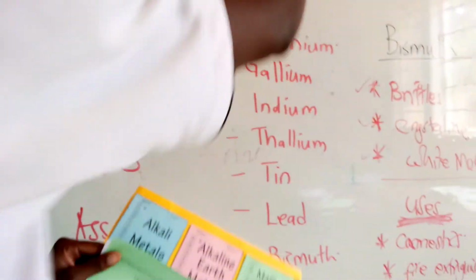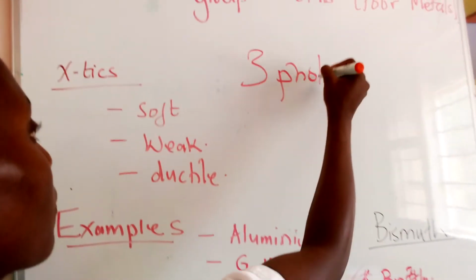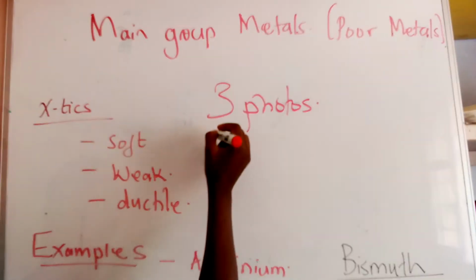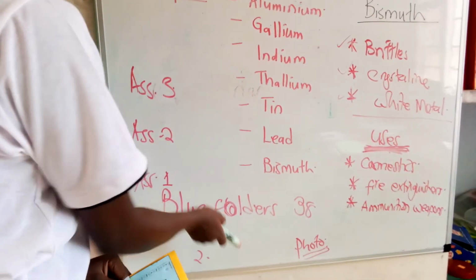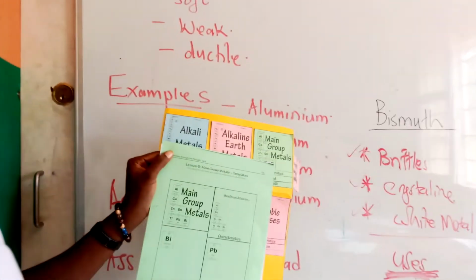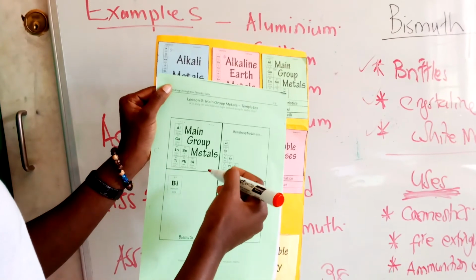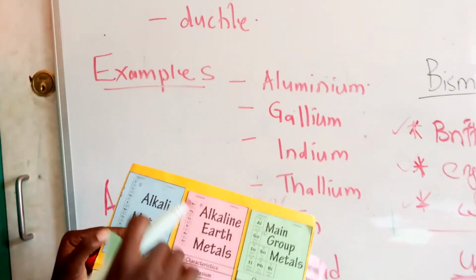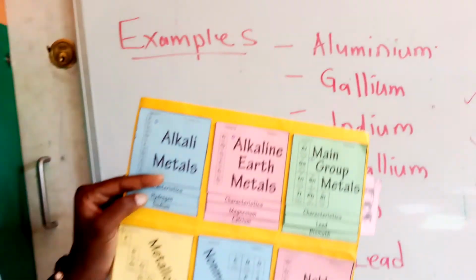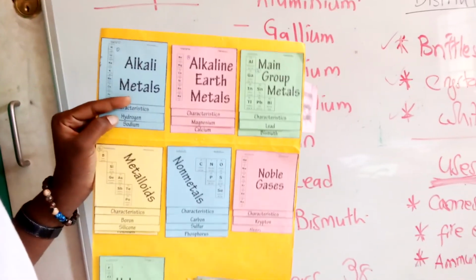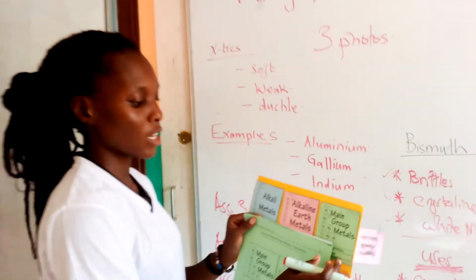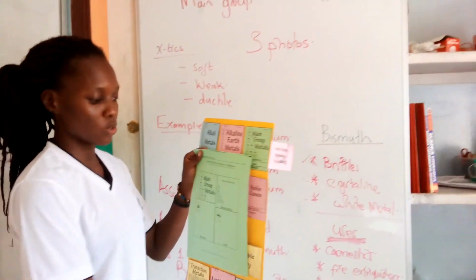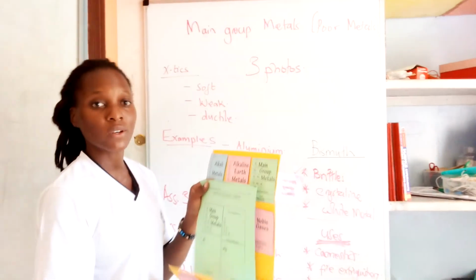So I expect to have 3 photos on Class Dojo for the work done. First, the exercise in the blue folders, number 1 and number 2. Second, the filled-in green sheet for main group metals. Third, the already fixed main group metals in the lap book. I expect those 3 photos due Monday. Come Monday, I expect to have that work on the Class Dojo platform. Thank you. Nice weekend.